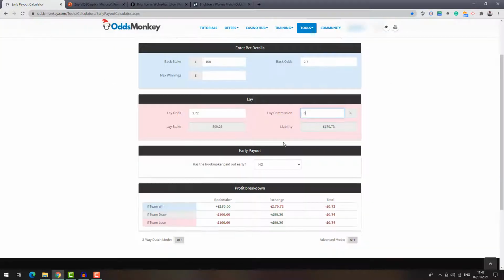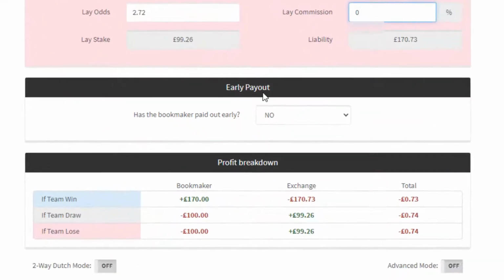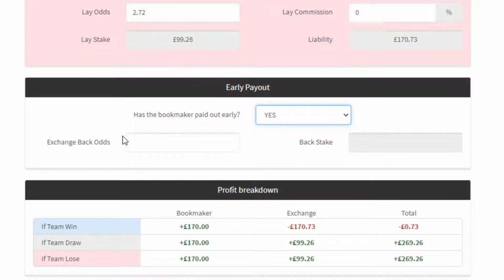All you need to do now is just wait to see if the team that you back with a bookmaker does indeed go 2 goals up. If they do, you want to come down to this box here, called early payout, and select yes to has the bookmaker paid out early, which of course they will have done as a result of the 2up offer when the team you backed goes 2 goals up. So select yes, and this brings up 2 more boxes here, exchange back odds and back stake.